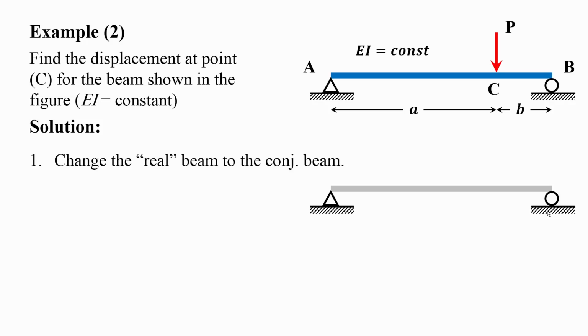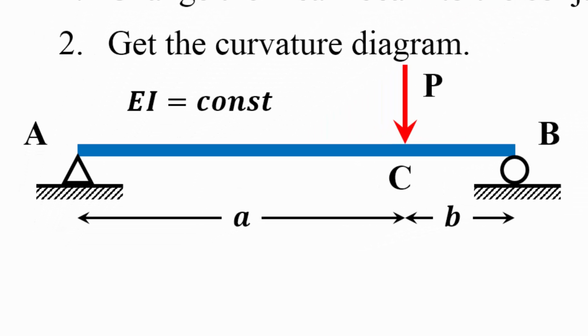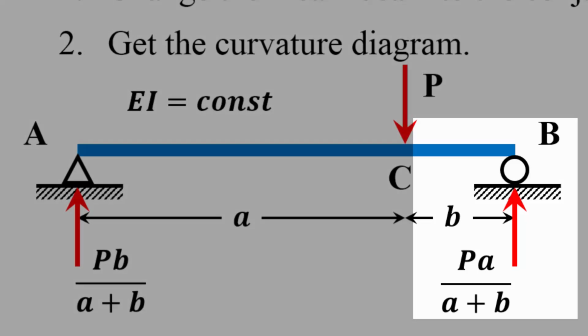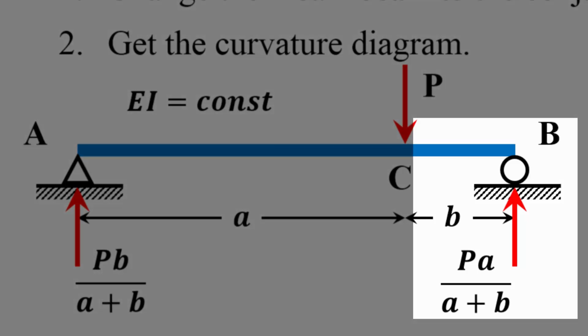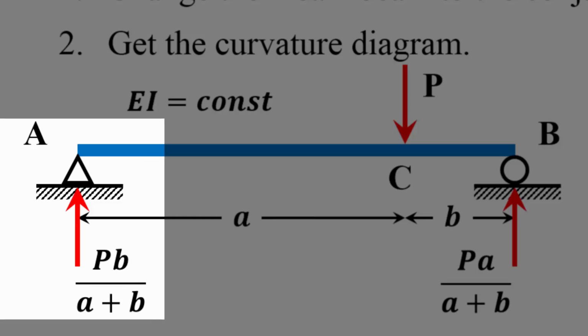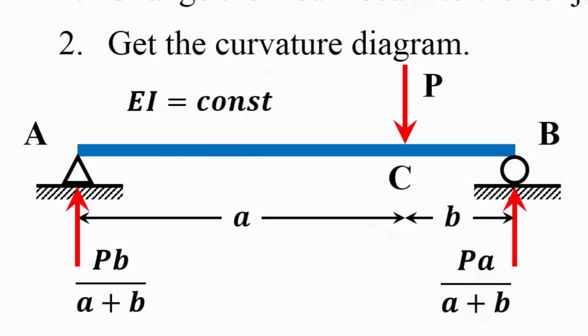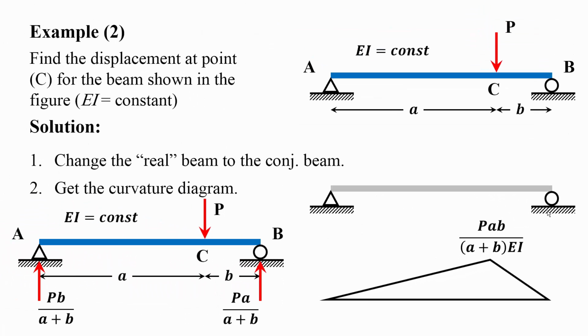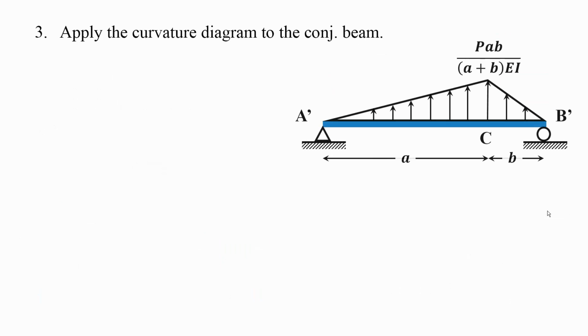Now let's get the curvature diagram. To get the curvature diagram of this beam, you need to find first the reactions. So the reactions, you can solve for this reaction, no time. PA over AB for the B support and PB over AB for the A support. Draw the moment diagram, then divide it by EI, which I did right here, and that's what you see right now, the curvature diagram. Take this diagram and apply it to the conjugate beam. If you do so, you will have this situation right now.